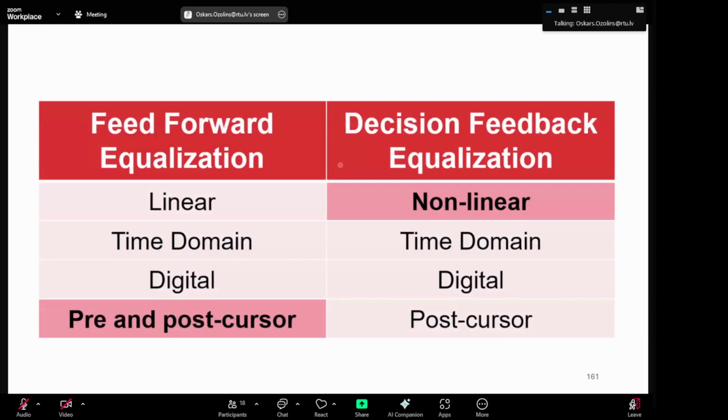And here is just a comparison between the feed forward equalizer and decision feedback equalization. The feed forward one is linear, time domain, digital. Then you do pre and post cursor, while on decision feedback you can do only post cursor. Then you need this feed forward part there as well. But this one becomes nonlinear. There are a number of other things about bit rate estimation, but I think we're going to take that in the next lecture.